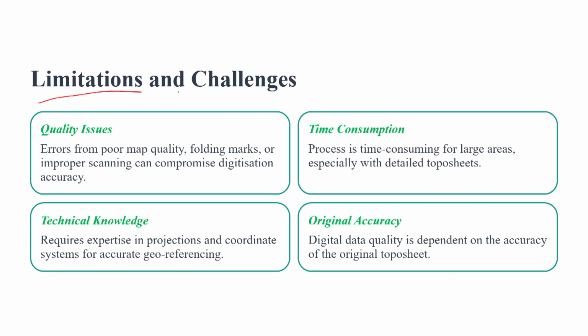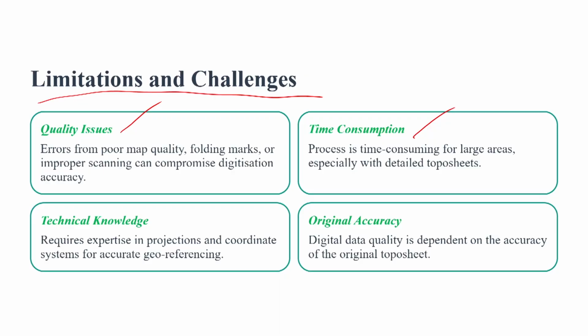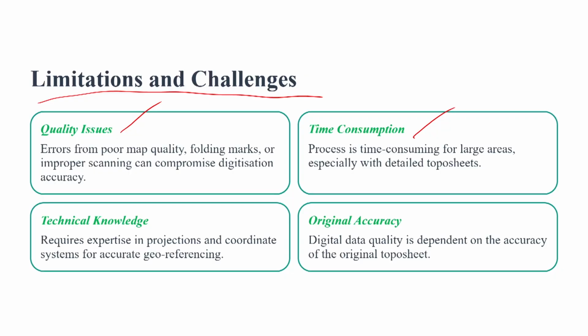Then limitations and challenges. When we do the digitization, what hindrances do we face? Quality issue: historical data may have clarity issues. And time consumption. One topo sheet may cover a part of a district or a taluka, and because the topo sheet was surveyed and mapped in 1970-72, when we do the digitization it takes a lot of time.